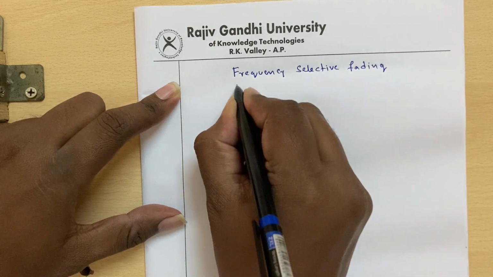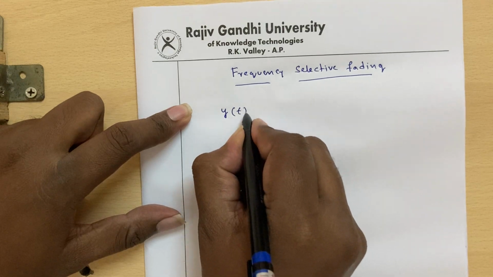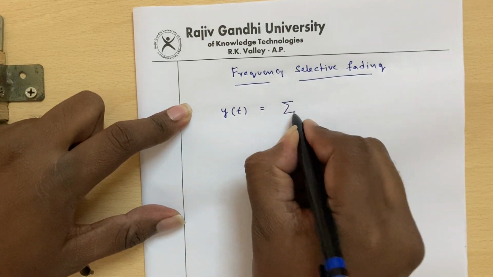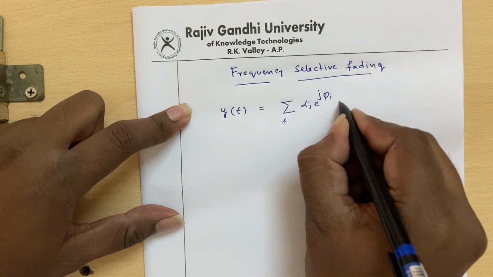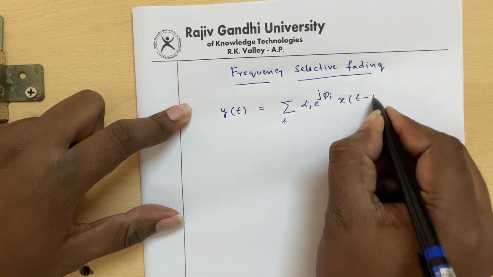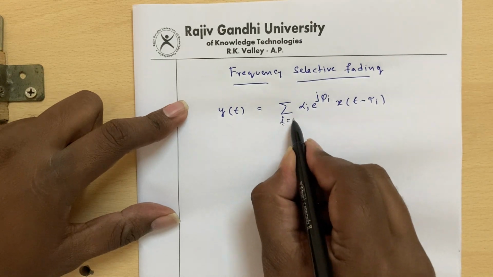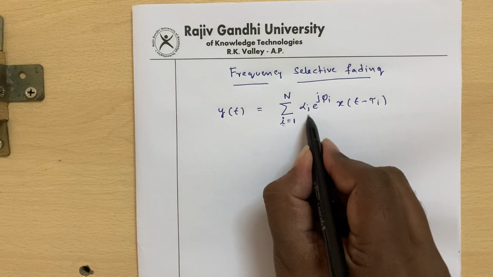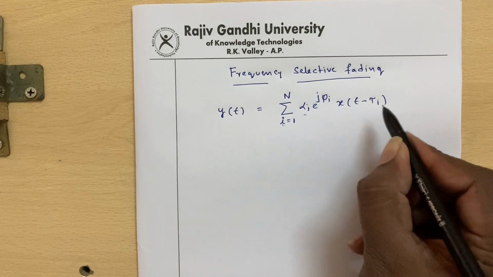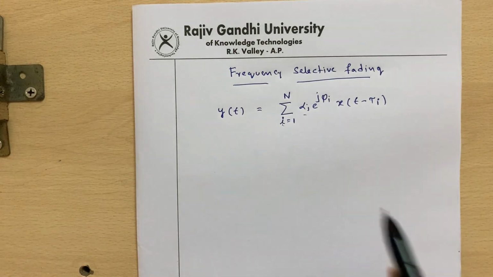So from last classes we understood that the received baseband waveform can be written as alpha i e power j phi i x of t minus tau i, where i equals 1 to a very large number. These are the attenuation coefficients, the phase of each path, and the propagation delay of the ith path. i runs from 1 to a very large number n. So this we understood from the last classes.